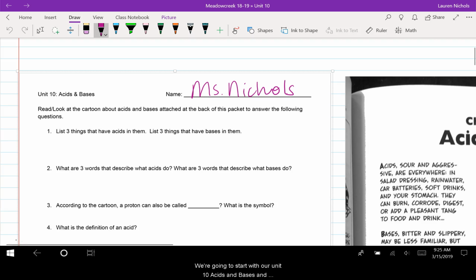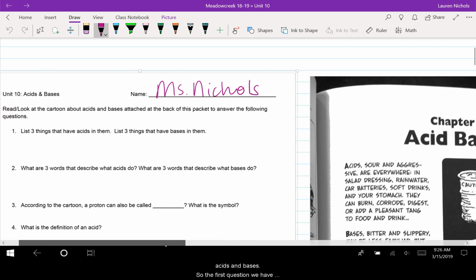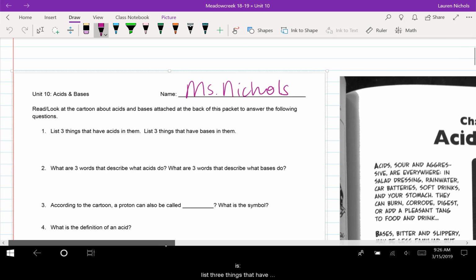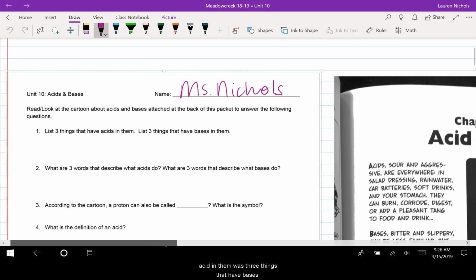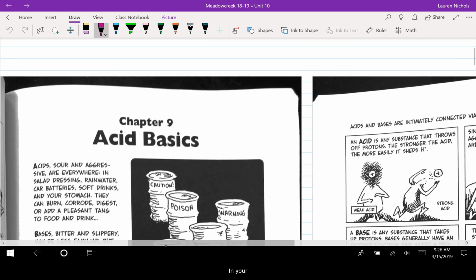So we're going to start with our Unit 10, Acids and Bases, and the first thing that we did in this unit was we looked at some cartoons to kind of learn some things about acids and bases. So the first question we have is list 3 things that have acids in them, list 3 things that have bases in them.